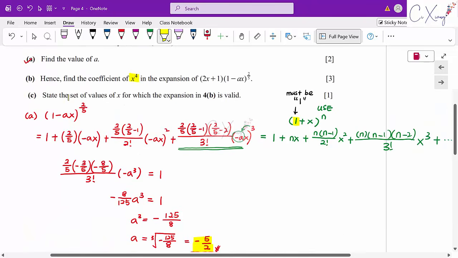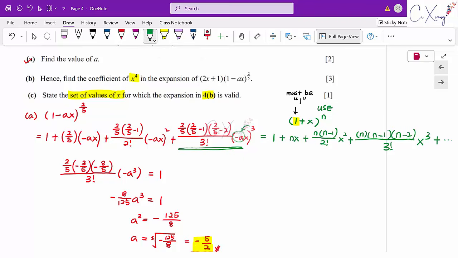So for part C, state the set of values of x for which the expansion in 4b is valid. Alright, so when you want to apply any binomial expansion formula, there's a restriction basically, and this restriction we call the set of values of x. The general rule to write out this set of values of x is like this. You take the modulus of the term at the back, which is the x in this case, smaller than the number in front. So this is the set of values for x so that the expansion is valid.